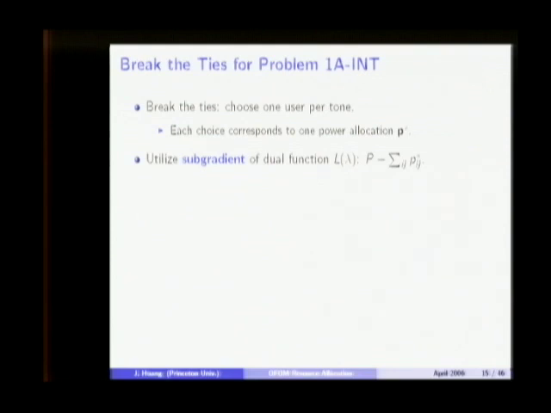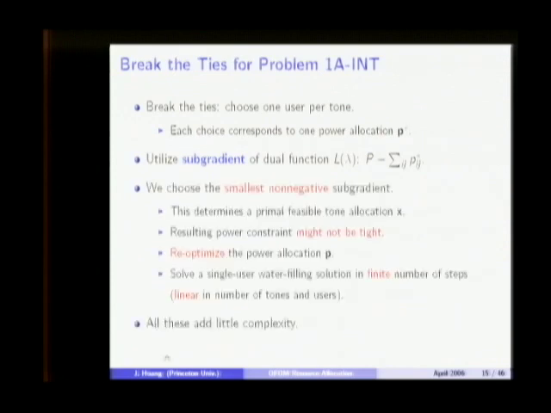And actually, this motivates us to utilize the subgradient information of the dual function, which is the residual power here. It's the total power constraint minus the total power allocated to all the users. So this information is obtained for free, right? Because you already calculated the optimal lambda, and you can look at all the ties and calculate this directly. Then we can choose the smallest non-negative subgradient, which is just one way of breaking the ties, right? And this will determine a feasible channel allocation.